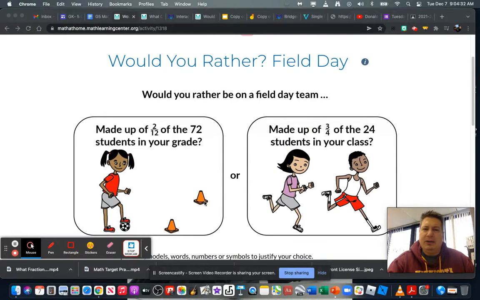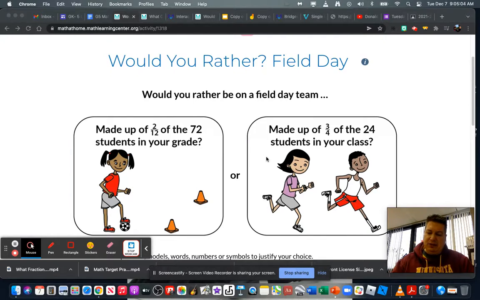There is somebody here who has 72 students in their grade, and then someone who has 24 in their class. Would you rather be on a track and field day team that has this or that? Well, I think in track and field day, you'd want to have more kids on your team, but it does ask you, would you rather have that option or that option. Maybe you're one of those who just wants to be on a team by yourself. I don't know. But I don't think that's an option right now.